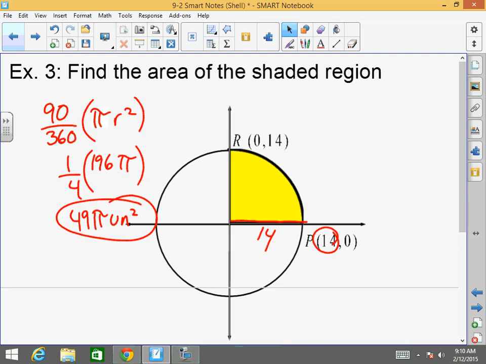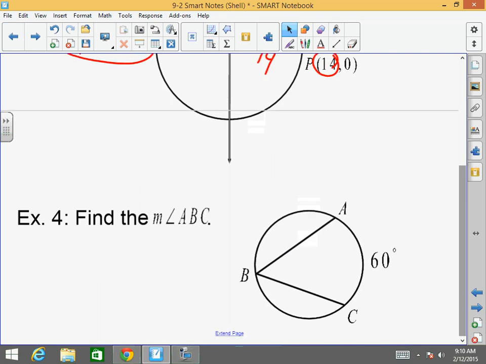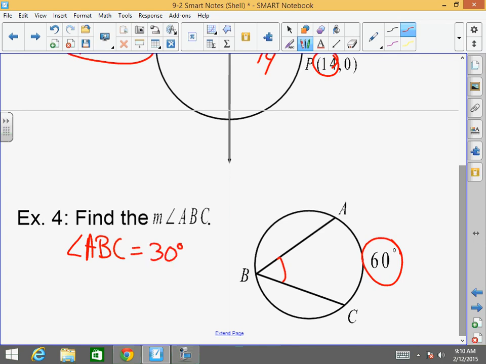I'm sorry. There's another example down here. Okay. Find the measure of angle ABC. Well, if this measure is 60, and that is 2 times the angle ABC, angle B here would equal 30 degrees, because this angle is half of the arc. Or in other words, the arc is twice the angle.